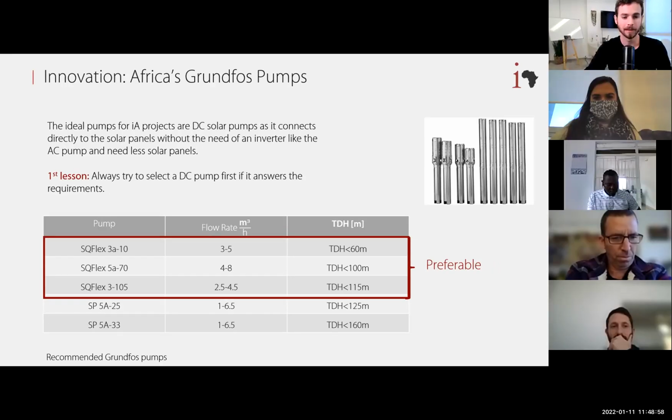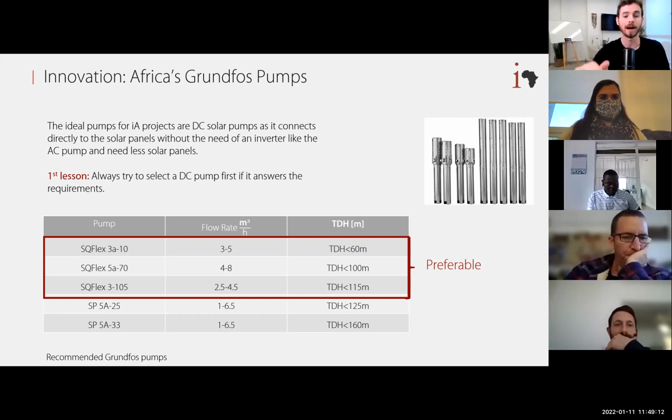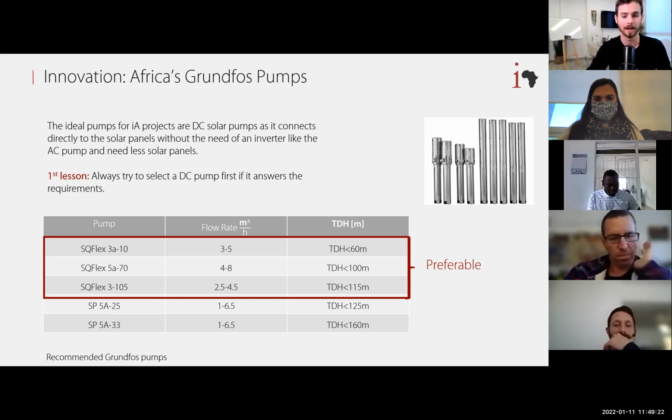Now here you can see the first pump in the list. It's the SQ Flex 3810, which gives us 3 to 5 cubic meters per hour. We're going to walk through the pump curve, and I'm going to show you everything so you'll understand. Then if we have a higher TDH project, we're going to choose the SQ Flex 5870. And if we have an even higher TDH, we're going to use the 3105. And I'm going to show you the pump curve again.